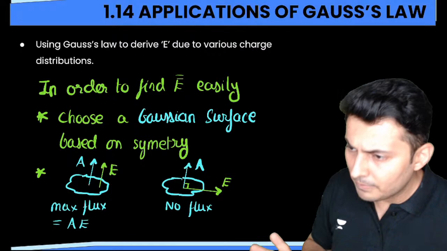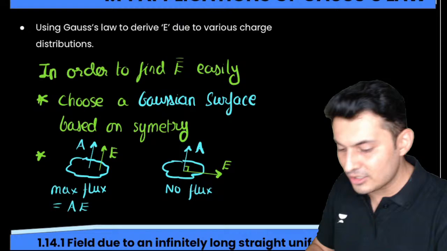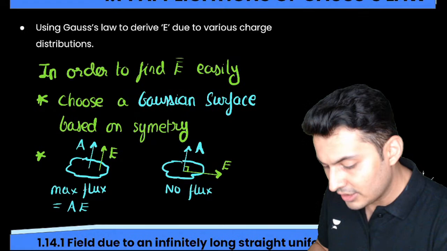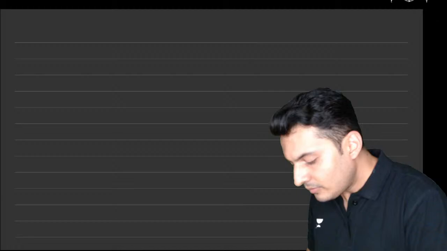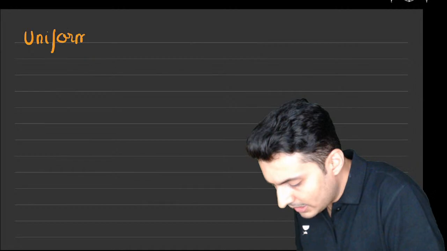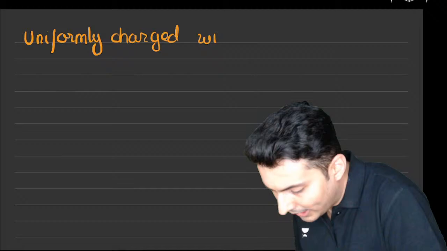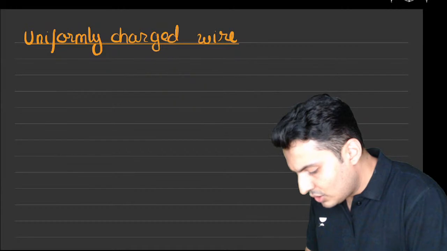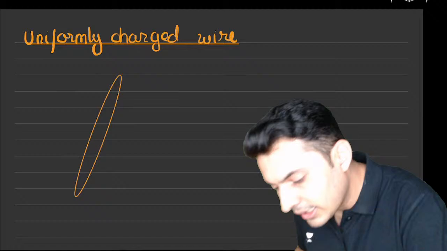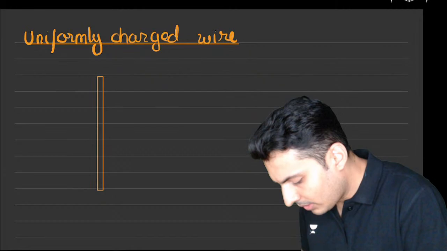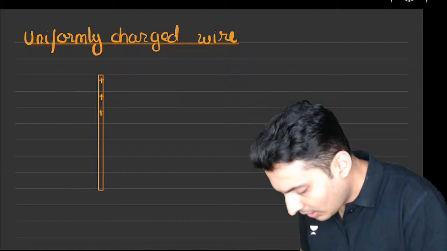So let's start with the first geometry, which is linear charge distribution. Then we'll go to surface charge distribution, then go to volume charge distribution. So let's take up, imagine I have a uniformly charged wire. How does that uniformly charged wire look like? Oops, not like this for sure. Okay, this is your uniformly charged wire. It has charges everywhere across its length.